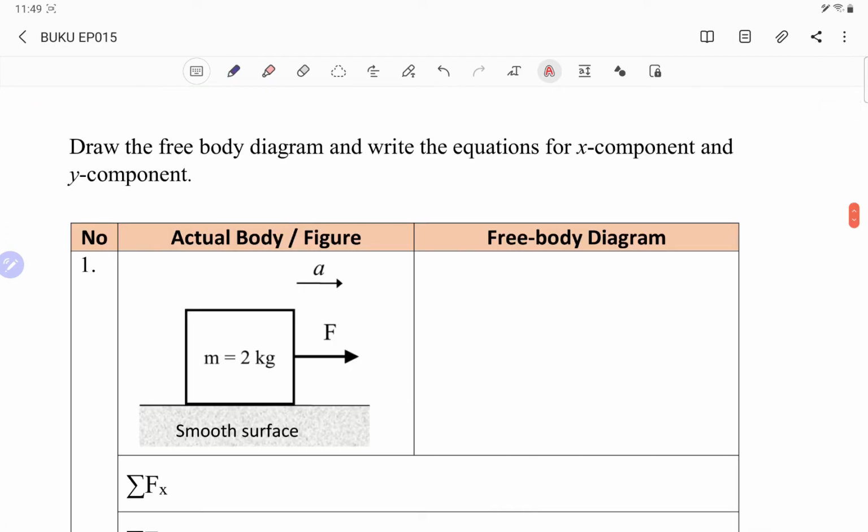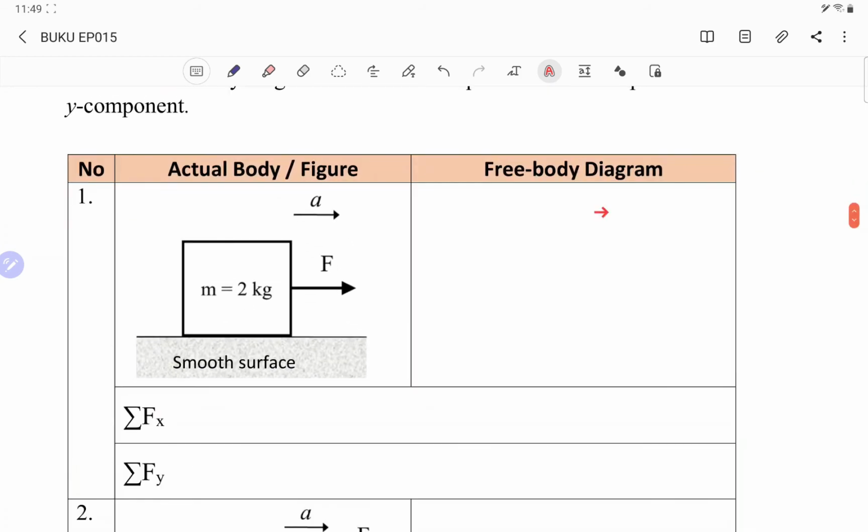Okay, now we move on to the next exercise where you need to draw the FBD and write the equation for X component and Y component. Okay, so di bahagian sini, draw your FBD correctly and then equation for Fx and equation for Fy.